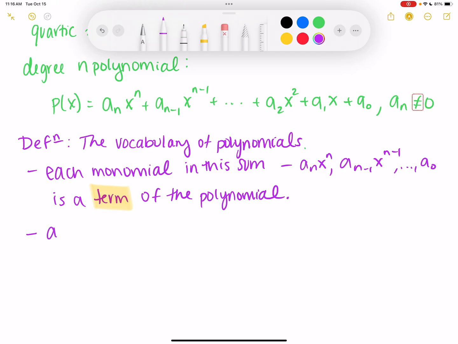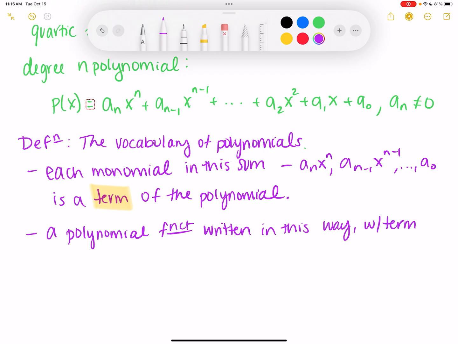A polynomial function written in this way, with terms in descending degree, which is how it should always be written for a final answer, is written in standard form.